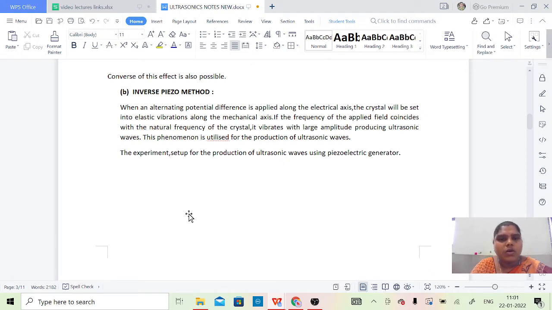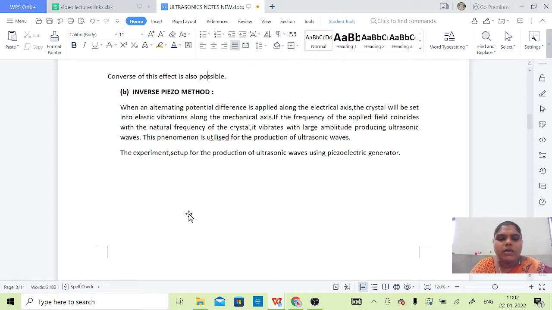If the frequency of the applied field coincides with the natural frequency of the crystal, the crystal vibrates with large amplitude, producing ultrasonic waves. In the magnetostriction method we use a rod, and when the natural frequency of the rod matches the applied frequency, the ultrasonics are produced. Here it is the crystal, so it has large vibrations. This phenomenon is utilized for the production of ultrasonic waves.